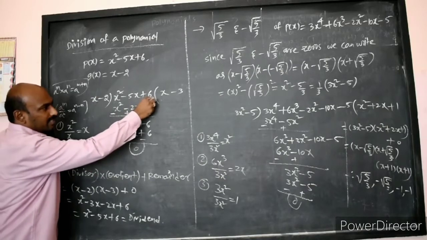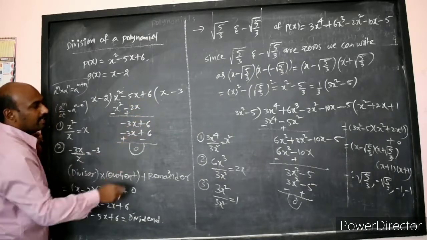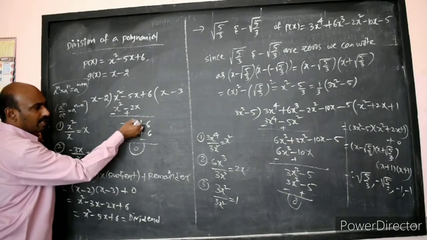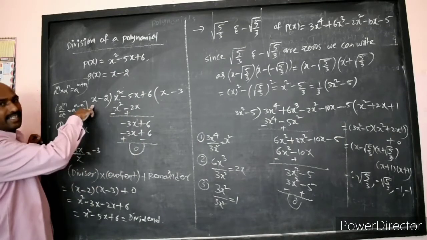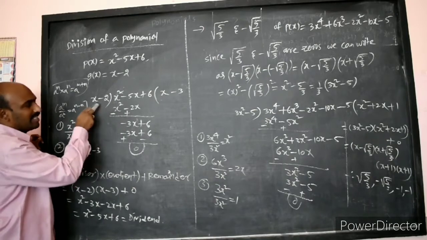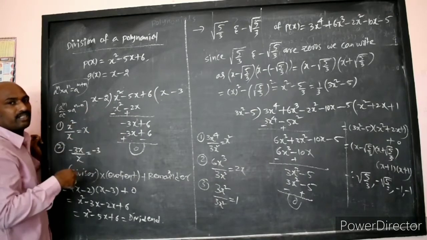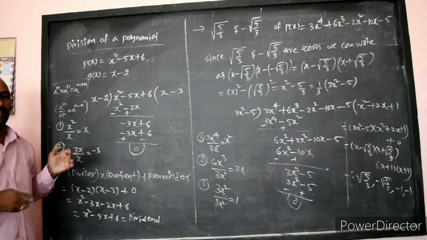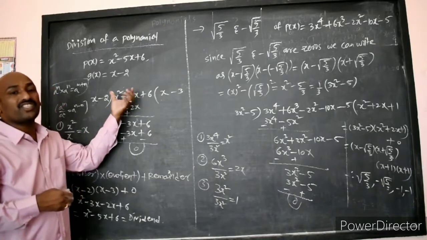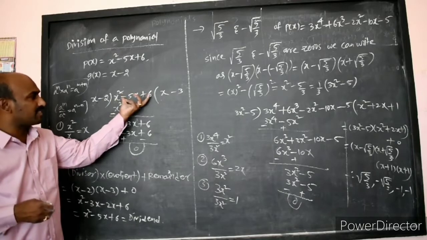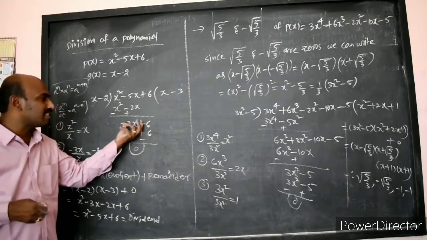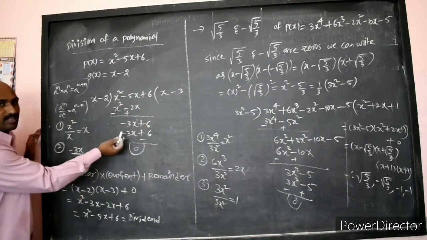Then the 6 that is there, we write here. Again, the degree of this remainder is 1. The remainder should be less than the divisor degree. Why? Because if both have the same degree, again we need to continue the same process. But the problem is that here the dividend changes. The original dividend x square minus 5x plus 6 changes to the new dividend minus 3x plus 6. Again the same process we will continue.